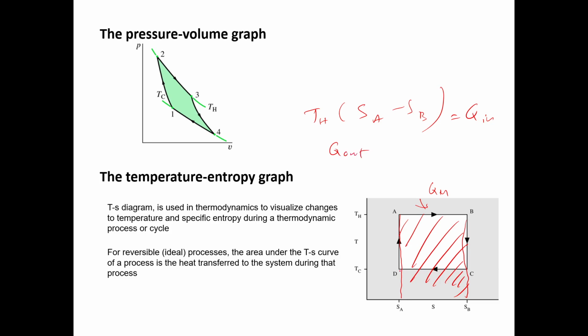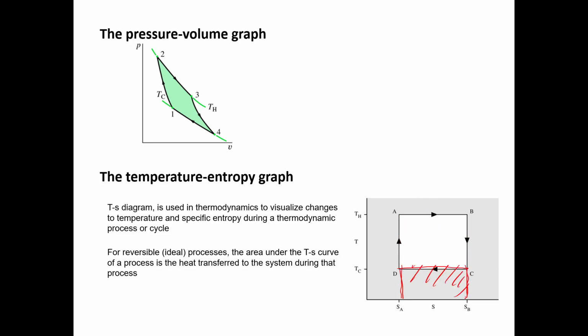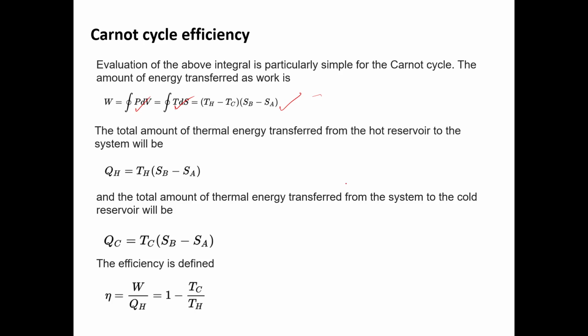So this is the Q out, right? This is the Q out. Therefore we can say Q out equal to TC times SA minus SB. Okay. Therefore this is the QH, Q in, and Q out, right?